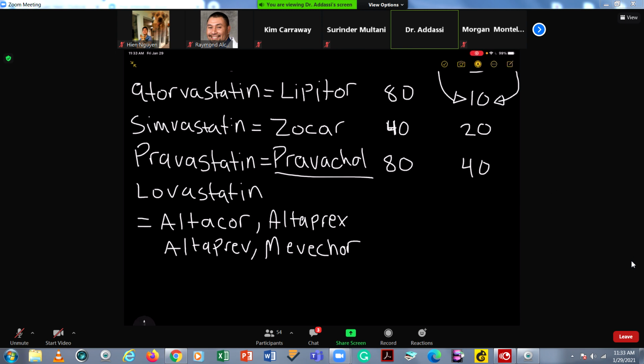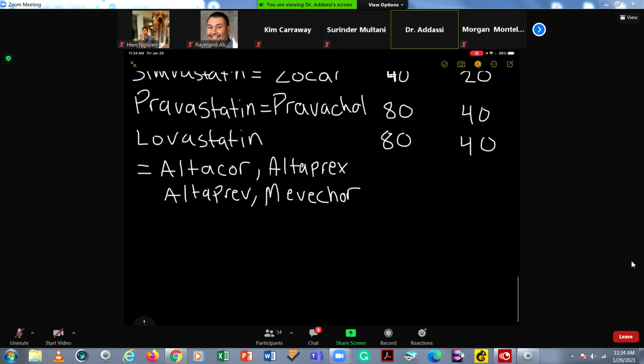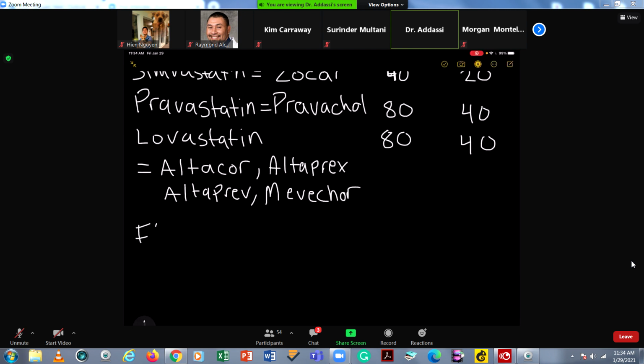Okay. So, lovastatin. Actually, let me erase this line because it's probably going to interrupt the flow of things. Okay, so max dose for lovastatin is 80 milligrams. And then the equivalent dose is also 40 milligrams. Now, last one, fluvastatin. Lescol. 80 milligrams for the max dose, and then the equivalent dose is also 80 milligrams.